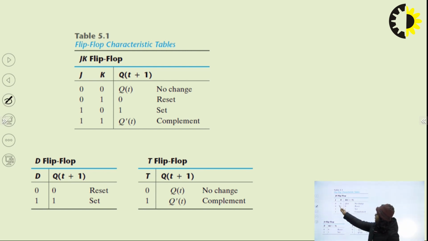Now moving towards the characteristic table of these flip-flops. For JK flip-flop, for 0, 0 there is no change, K equal to 1 reset, J equal to 1 set, 1, 1 complement, that is toggle. For D flip-flop, when D equal to 0, output 0, for D equal to 1, output is 1. For toggle flip-flop, for T equal to 0, no change, for T equal to 1, complement, that is toggle form.